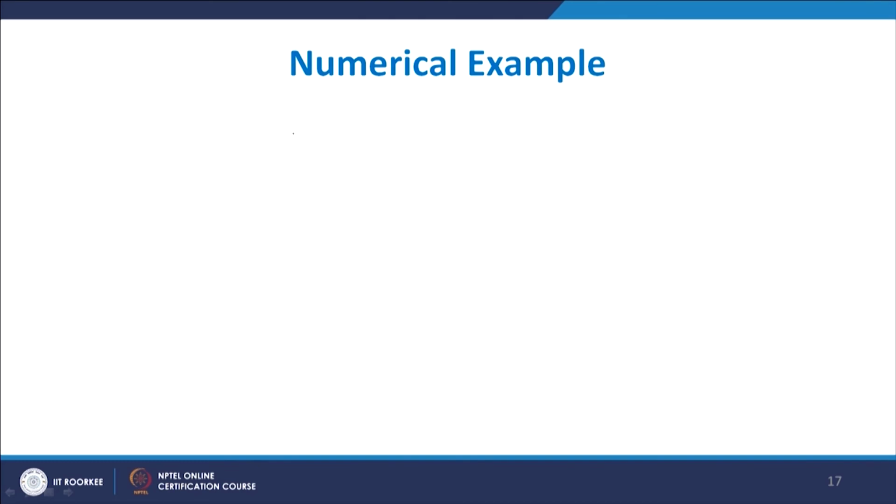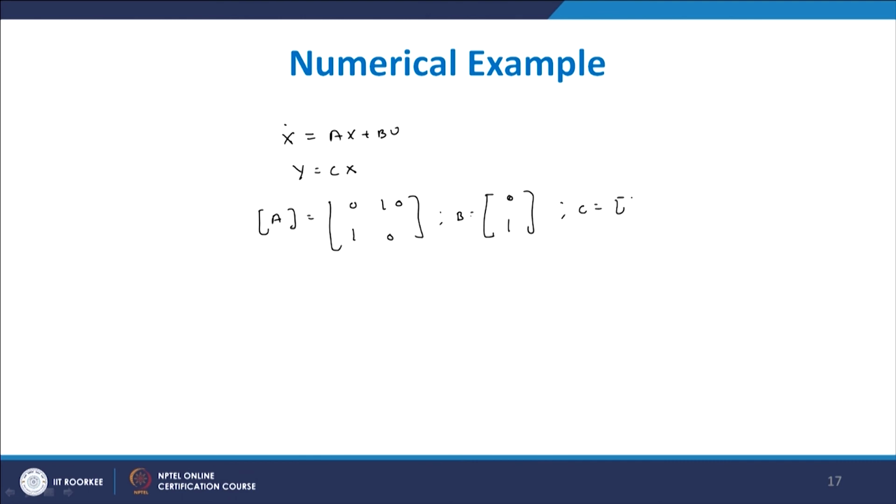Now consider the system as x dot equal to Ax plus Bu, y equal to Cx. Now here A matrix as 0 1, 0 0, B equal to 0 1 and C equal to 1 0. And our problem is we have to design a full order state observer.